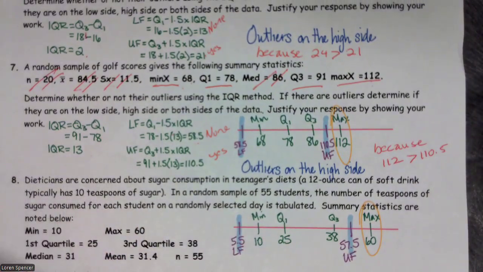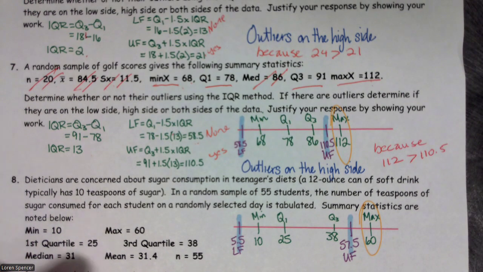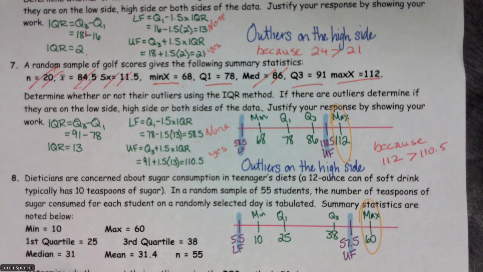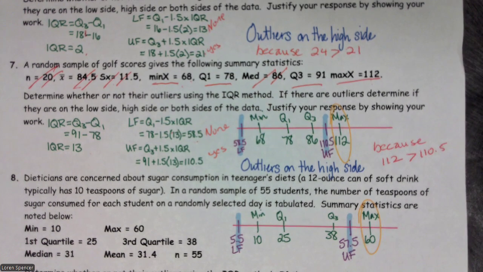All right, number 8, last one. Dietitians are concerned about sugar consumption in teenage diets. A 12-ounce can of soft drink typically has 10 teaspoons of sugar. In a random sample of 55 students, the number of teaspoons of sugar consumed for each student on a randomly selected day is tabulated. Summary statistics are noted below.